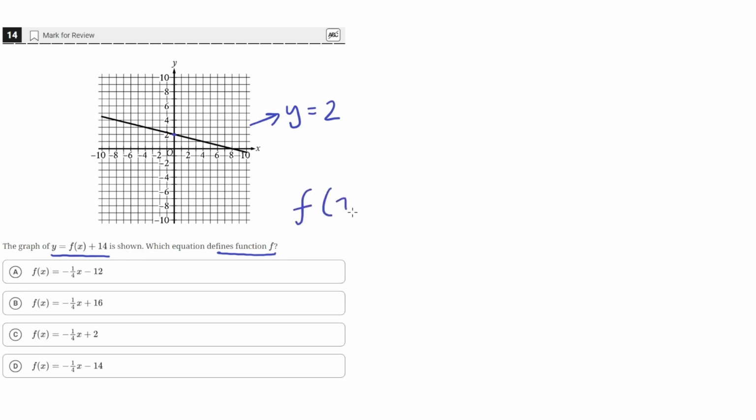But f of x is equal to y minus 14. Here, y is equal to f of x plus 14, but we can just solve for f of x by moving this 14 to the other side. So y minus 14 equals f of x. So the y-intercept of f of x should be 14 units lower than the y-intercept of y. So 2 minus 14 is negative 12. And the only function in the answer choices that has a y-intercept of negative 12 is A.